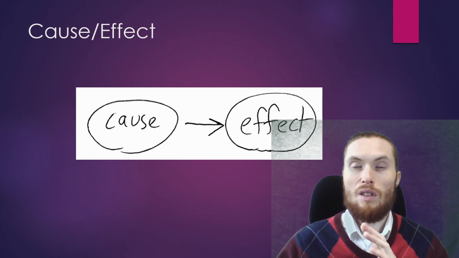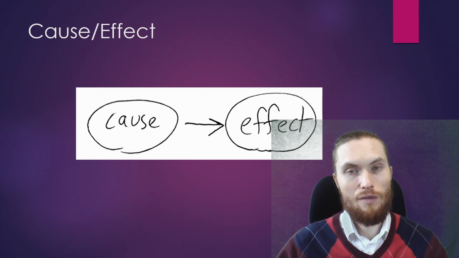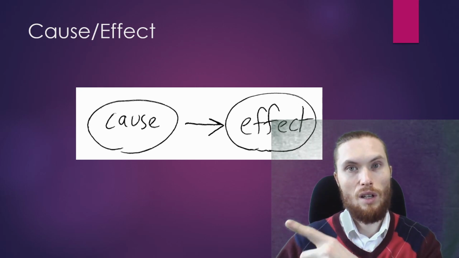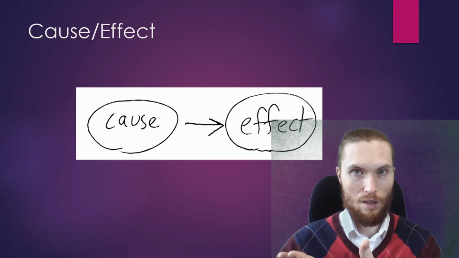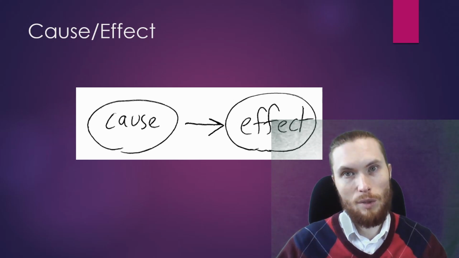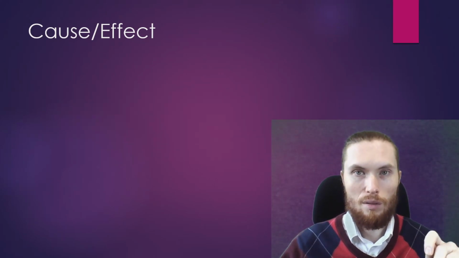Also, we can use these to show cause and effect. When you're doing cause and effect, it basically follows this system. There's a cause, and then the arrow points to the effect, like this. Except you would change the information based on what you're hearing. So let's look at some examples.